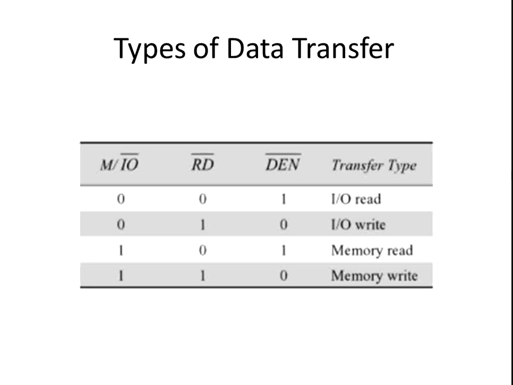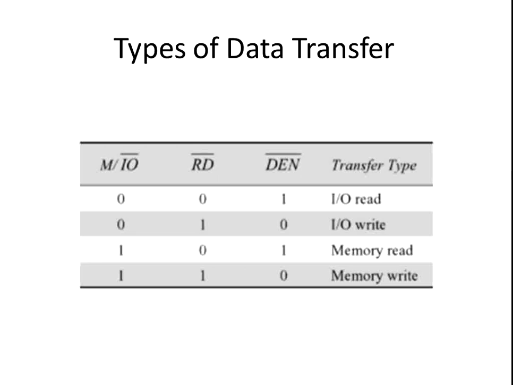And BHE bar or A0 are used to select the proper bytes of the memory or IO word to be read or written, that we already discussed. And then M/IO bar, RD bar and WR bar, the signals indicate the type of data transfer. The table shows M/IO bar, RD bar and DEN bar. That is 001 means IO read, 010 means IO write, then 101 means memory read, 110 means memory write.